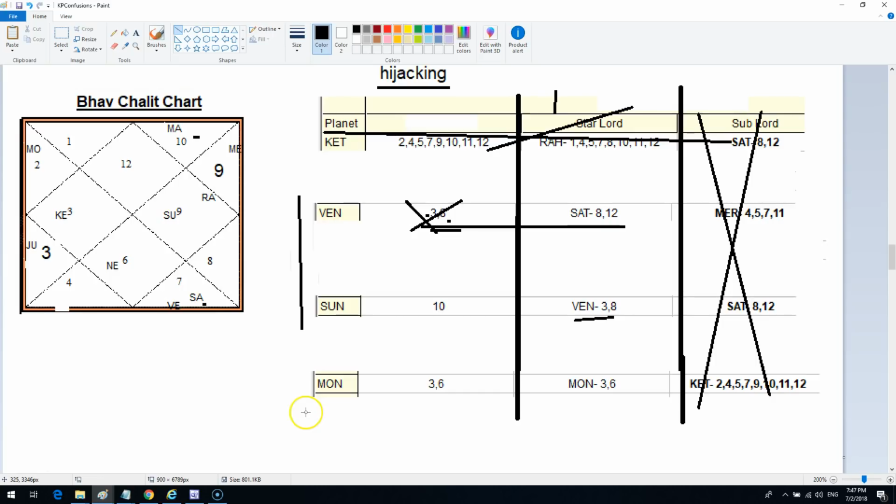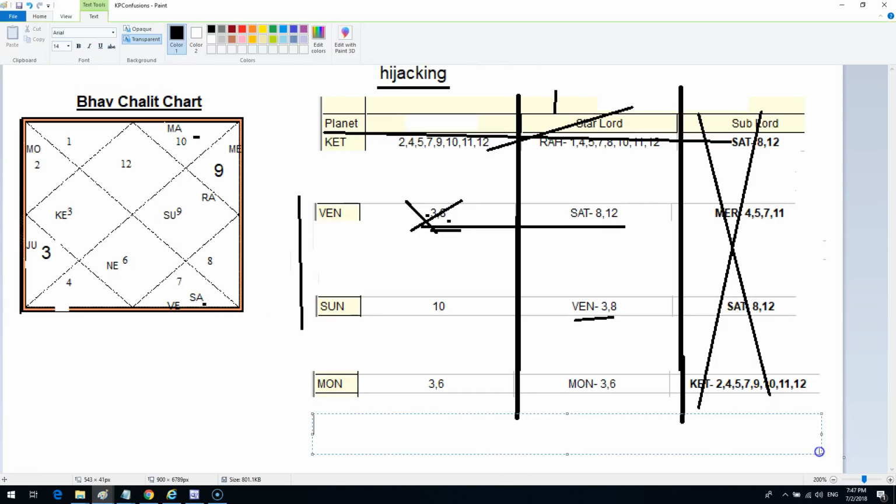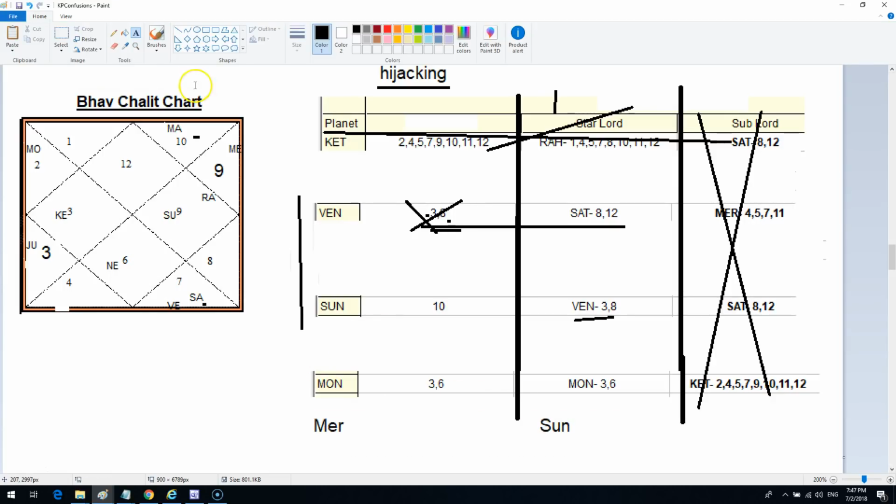Take this example that will clarify more. Suppose, let's say, Mercury was in Sun's star. In that case, the Sun will not give the result of the 10th house. So 10th is gone. Usually we think that Sun is going to give the result of the 10th house. No. Mercury has hijacked the result of this particular significance of the Sun.